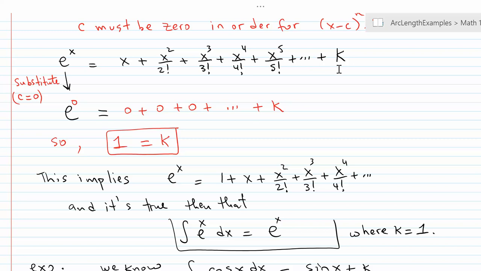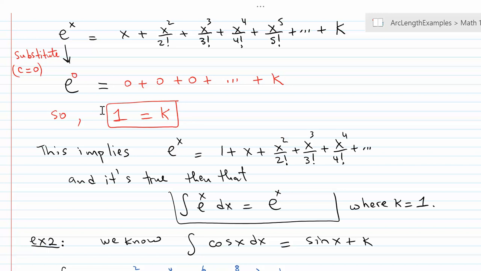Remember, the reason I'm plugging in 0 is because 0 happens to be the center of this polynomial. If the center of this polynomial is 5, then I would be plugging in 5 on the left and 5 on the right, depending on the problem. So since e to the 0 power gives us 1, and everything on the right is going to be 0 if you replace x with 0, the only thing that we don't know is k, so k will equal 1 eventually. So that's how you find the value for k.